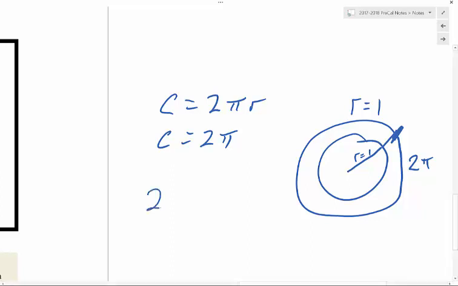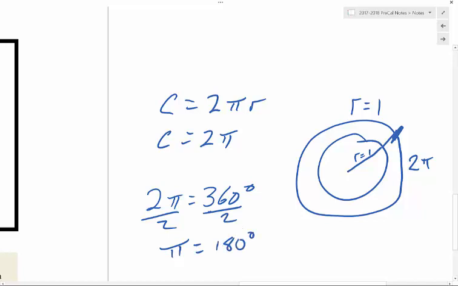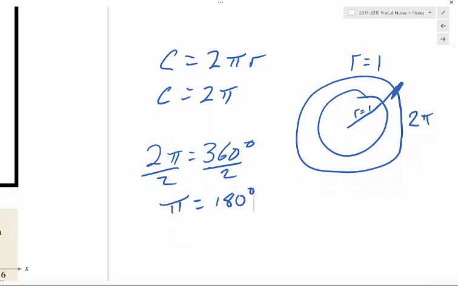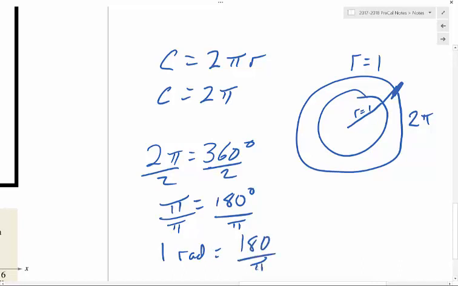We can also then state that 2 pi is equal to 360 degrees, which then would mean for every 1 pi, I have 180 degrees. Which means that 1 radian is equal to 180 degrees over pi. And we're going to show you this definition here in a moment. I just want you to see how we derive that.